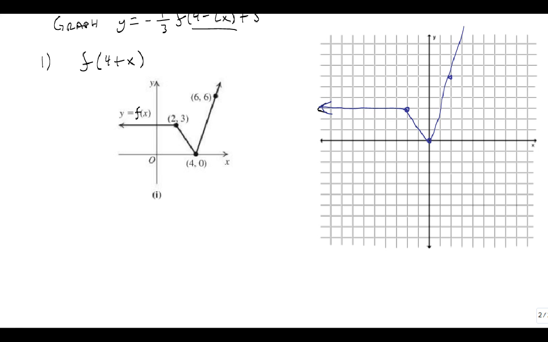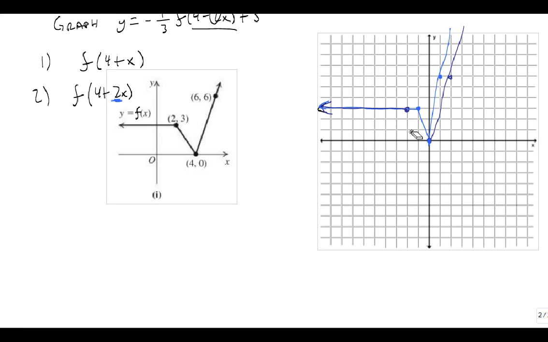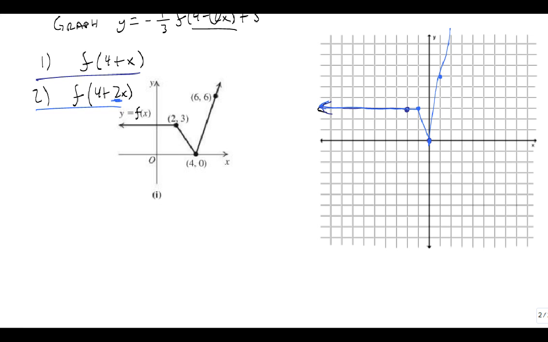Then we stretch or compress, which is this piece right here, the number in front of the x. So step 2 is to deal with f of 4 plus 2x, and it's a horizontal compression of 2, which means all my x values halve. I divide them by the 2. So this becomes (1, 3), (0, 0) stays at (0, 0), and this becomes (1, 6). And now I get this light blue line that looks like that. So let's erase and get rid of the dark blue.